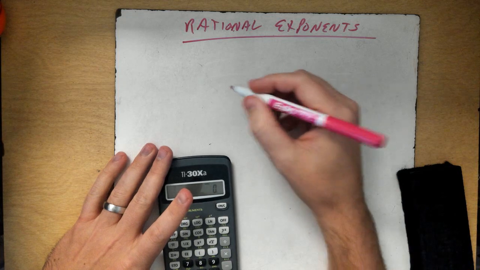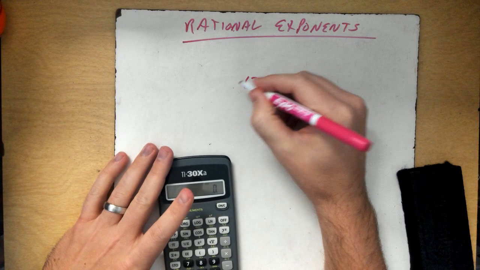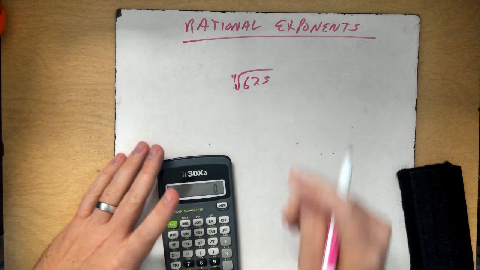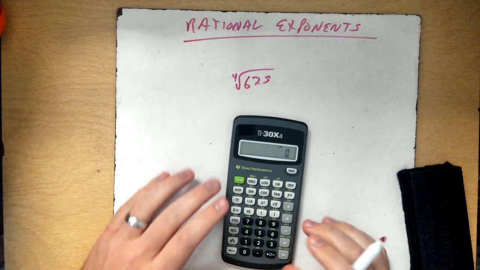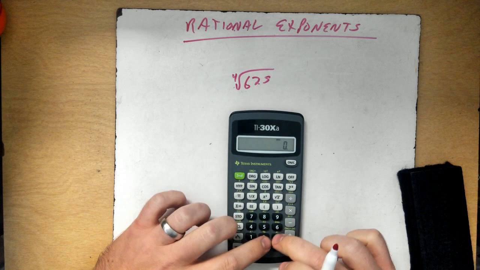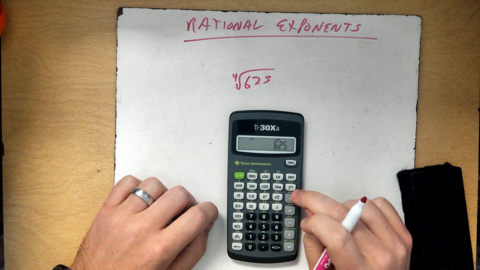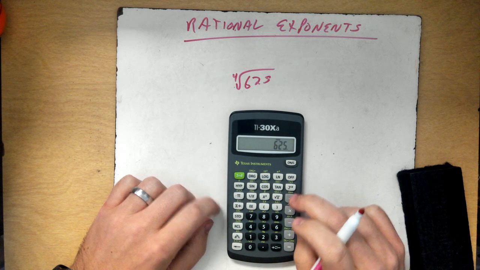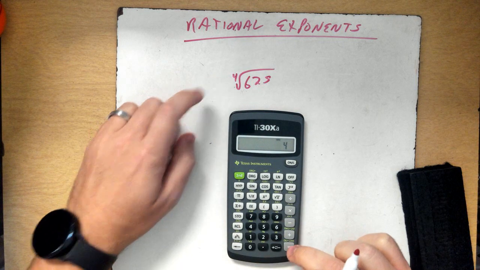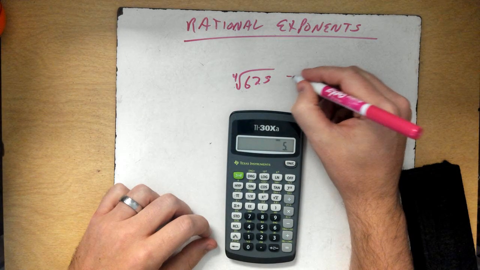Okay, let's do 625, and let's make that the 4th root. So once again, the 4th root of 625. We're putting in our 625, hitting our second button, hitting our y to the x button here, and then we're going to hit 4 for our root, and we're going to get 5.